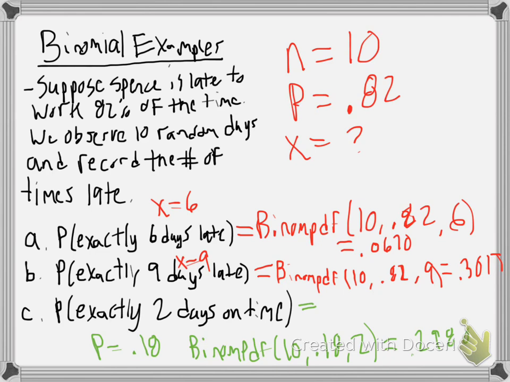However, another way to do this is, instead of changing the p, you could change the x. If I'm on time 2 days, how many days does that mean that I'm late? If I'm on time 2 days, that means that I'm late 8 days. So you could do the binompdf of 10, 0.82, that's the percentage of being late. And then, since 2 days on time means 8 days late, it'll be the same answer, 0.2980.